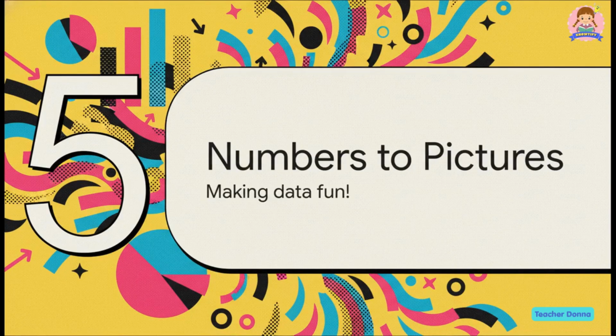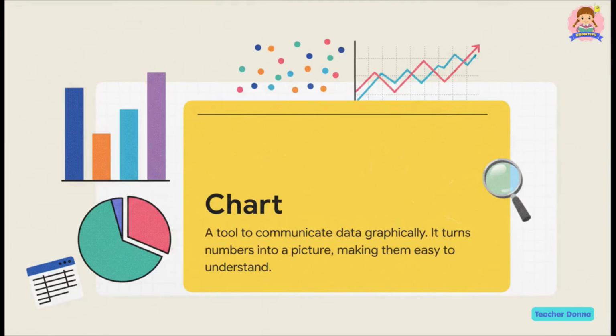But wait, there's still more. Believe it or not, spreadsheets have one more amazing trick up their sleeve. They can take a totally boring list of numbers and turn them into awesome, colorful pictures. These special pictures are called charts. A chart takes all your numbers and turns them into something visual, like a bar graph or a pie chart. And that's really helpful because our brains can understand pictures way faster than a long list of numbers. It helps us see the story in the data.